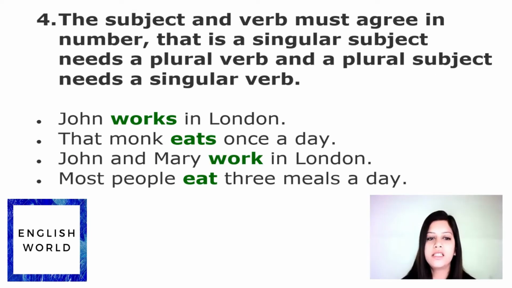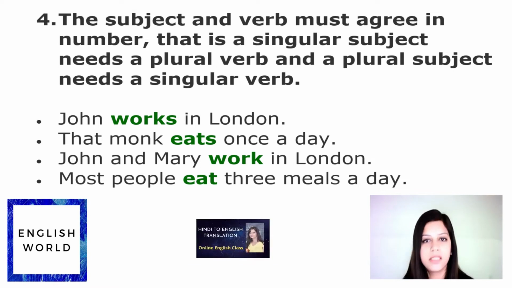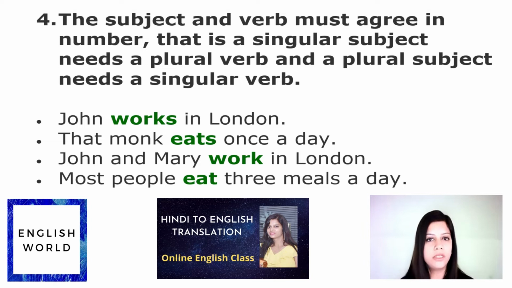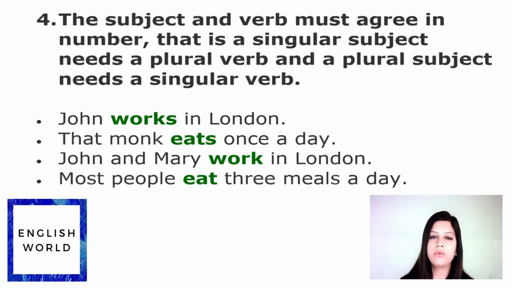Next one is, the subject and verb must agree in number. That is, a singular subject needs a singular verb and a plural subject needs a plural verb. What is singular and plural? Singular is one, plural is many. If the noun is singular, especially the third person singular, that is he, she, or it, whenever we put the verb next to it, there will be an s with that. You can read these sentences.